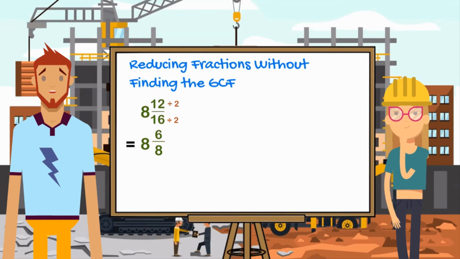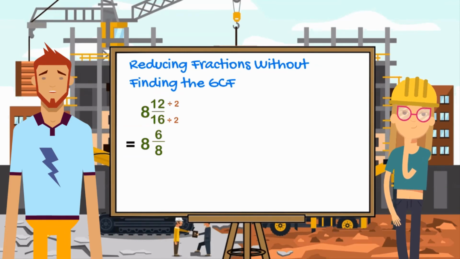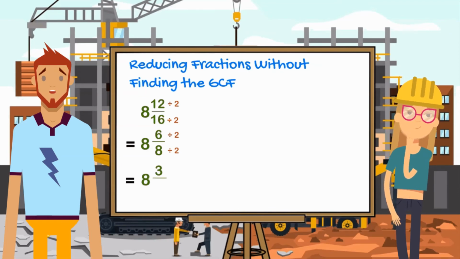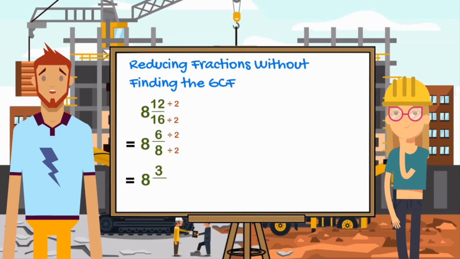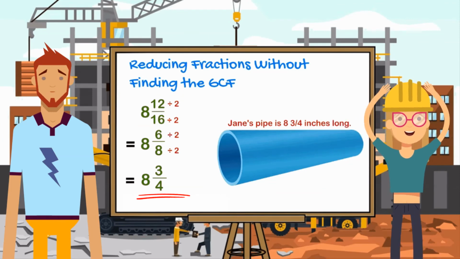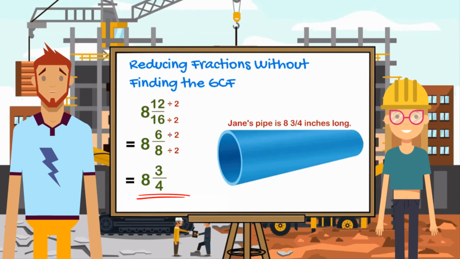Let's take a look at our fraction again. You'll notice that both 6 and 8 are still even numbers. Let's reduce our fraction even further. 6 divided by 2 is 3, and 8 divided by 2 is 4. Now we have our final answer of 8 and 3/4. Jane is happy to know that her pipe is 8 and 3/4 inches long.